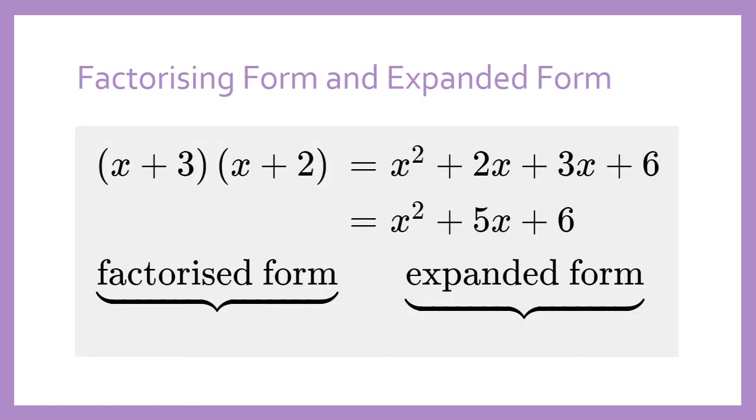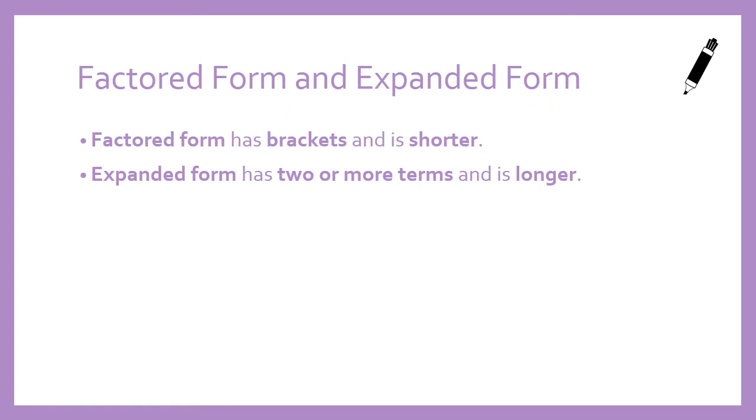So important thing to note, we have a factorized form and an expanded form. The factorized form usually has 2 sets of brackets or 1 set of brackets, and the expanded form doesn't have any brackets. That's a really easy way to remember it. So we're going to be looking at using a special technique to expand 2 sets of brackets. So that's converting them from the factorized form to the expanded form. Like I just said, the factored form has brackets and is shorter. The expanded form has 2 or more terms and is longer.